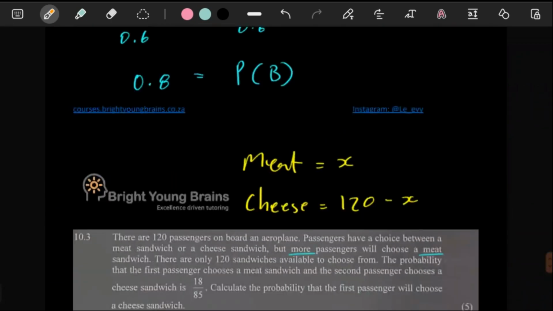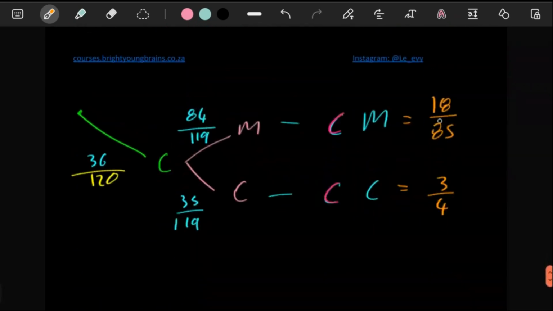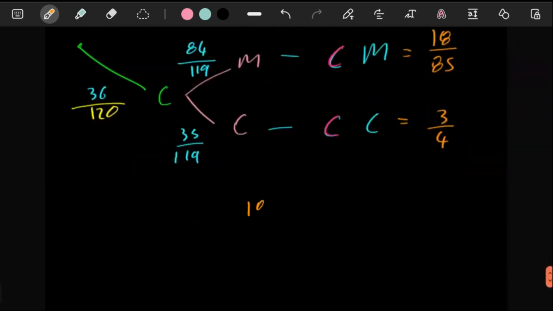passenger will choose cheese is just these two added together, right? So 18 over 85 plus 3 over 34. Is that what the calculator says? Yep. Anyways, with this being done, let's put this in the calculator. 18 over 85 plus 3 over 34. That's like 3 over 10.